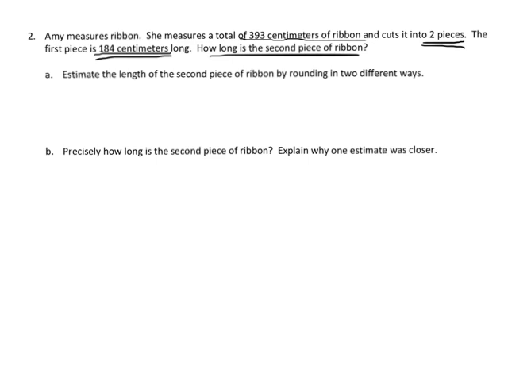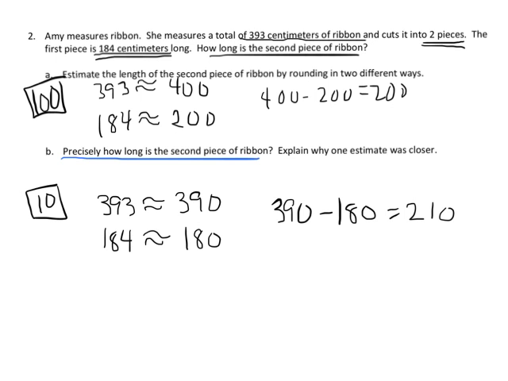And now let's do the precise problem. It says right here, precisely how long is the second ribbon? So that means we're going to subtract 393 centimeters, and we're going to subtract 184 centimeters.